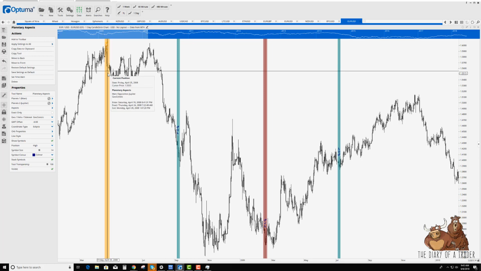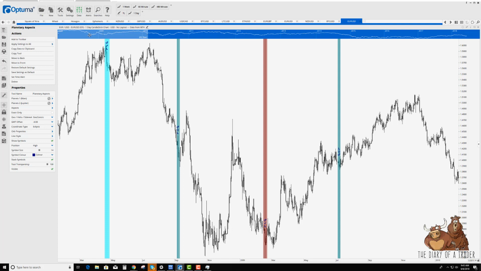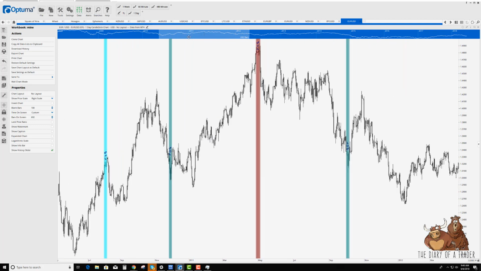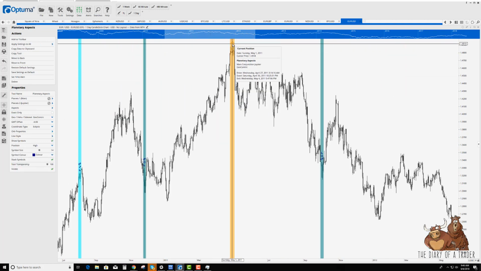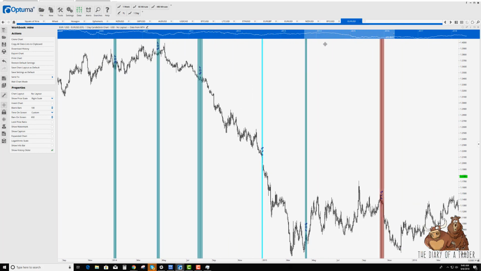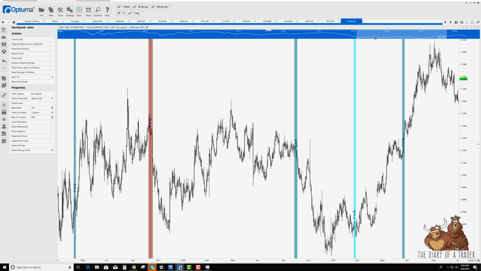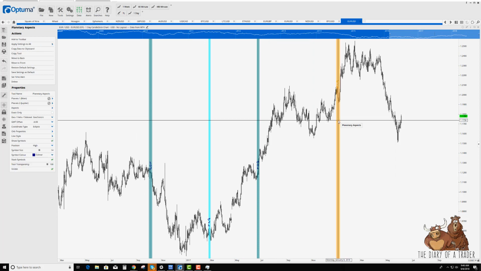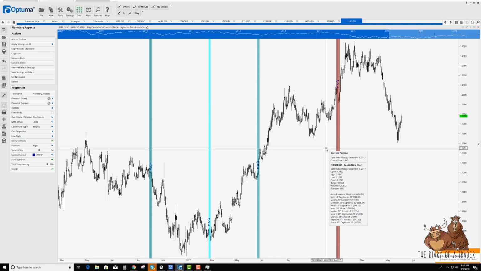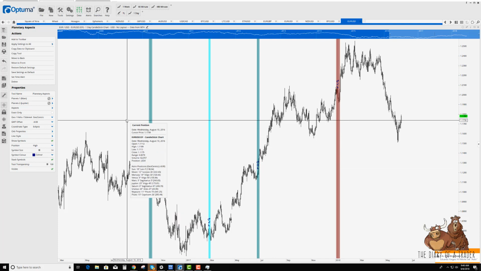So let's see. This was Mars opposition to Jupiter. That caused some lowering of prices. Happened here as well. We had a right on a market top here. Yeah, there is definite power behind the Mars-Jupiter aspects.